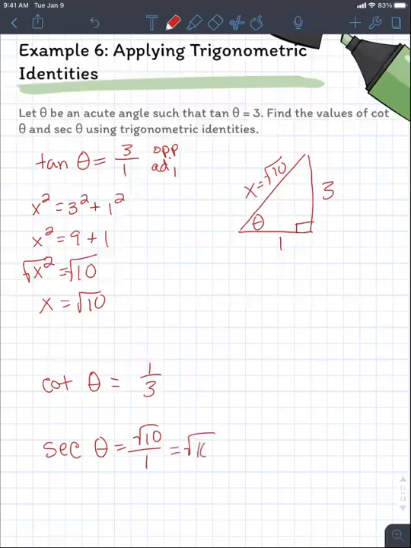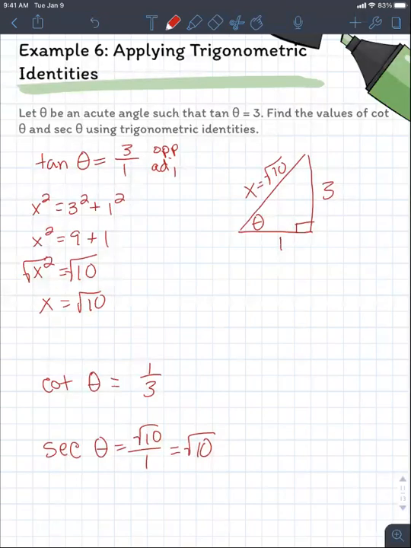You were right. Cool. So they give you the information about the triangle. You're going to change it into a fraction by putting it over 1. You're going to draw the triangle, use the Pythagorean theorem to find the missing side, and then fill out whatever trig values they ask for.